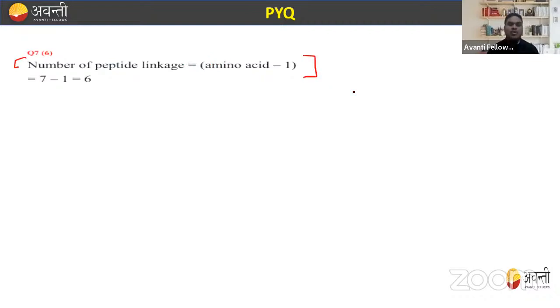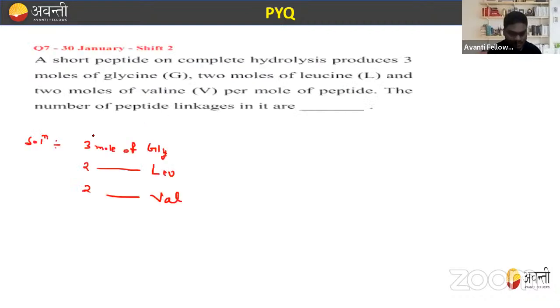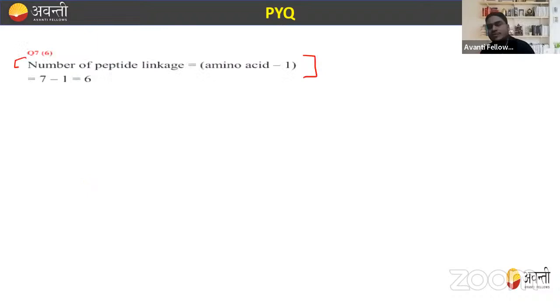So here, how many amino acids are there, beta? Yeah, that is 3 moles of glycine, 3 amino acids, 2, 5 plus 2, 7. So here the total number of amino acids is 7. So just subtract 7 minus 1, and you get 6. So the number of peptide linkages here is 6, right? So this is the number of peptide linkages in this question. I hope it is clear to you, right? That is amino acid minus 1, that is 7 minus 1, and it comes out to be 6.